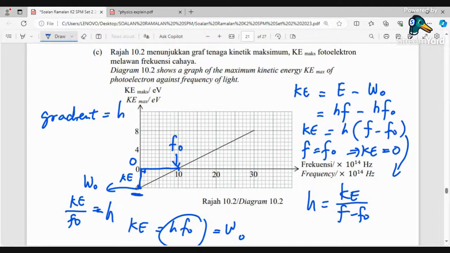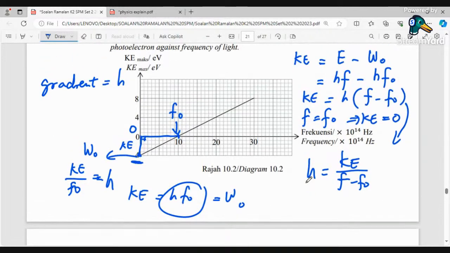Work function. Okay. Jadi graf ni you boleh dapat apa? Threshold frequency dan juga work function. Gradient, Planck constant. Jadi ada 3 benda boleh dapat dari graf ni ya. Ingat gradient ialah Planck constant, intersect at x-axis ialah threshold frequency, intersect at KE max axis ialah work function.